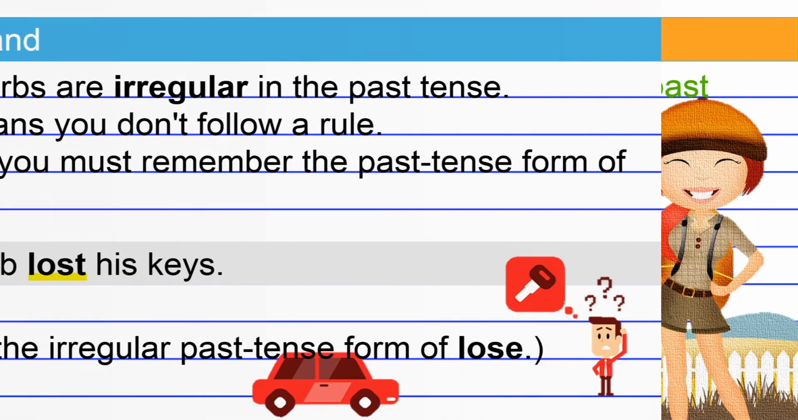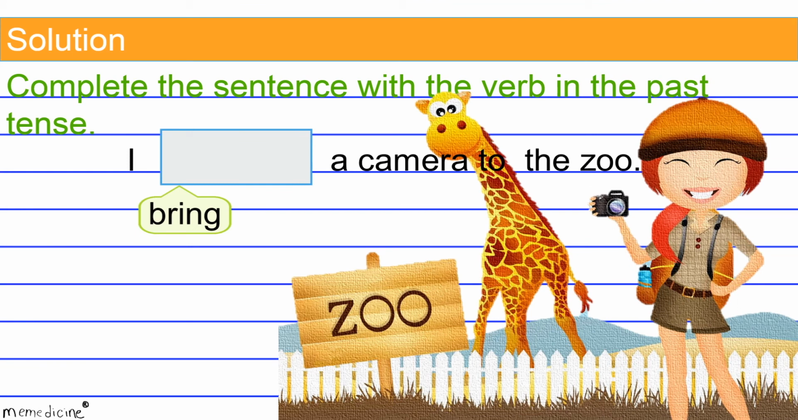All right, back to the original question now for the solution. Brought is the simple past tense verb form of bring. This is an irregular verb form, so you'll have to commit it to memory.